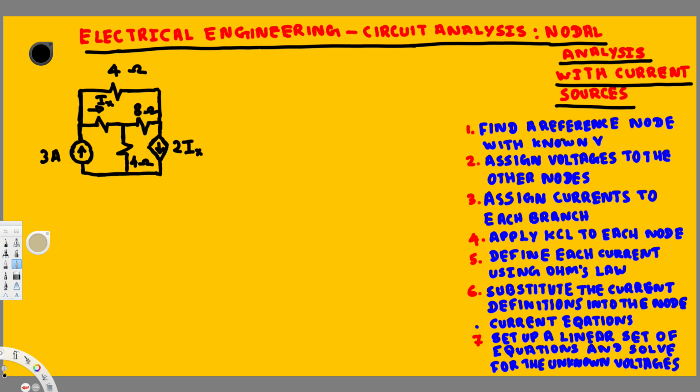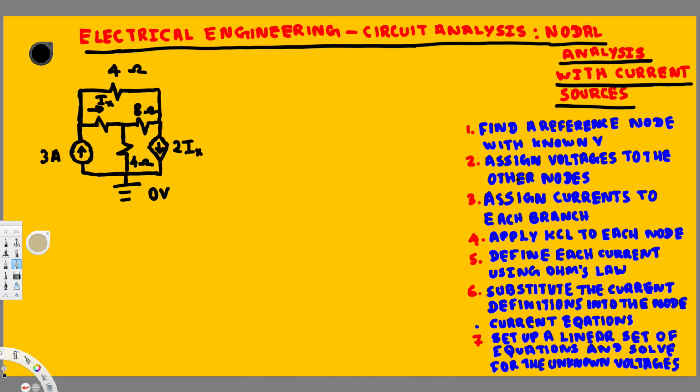First one is saying find the reference node with known voltage. So usually for this one, what we do is we connect this one to the ground, right? So if you connect this one to ground, bottom part to the ground, that's going to be 0 voltage. Now we have a known voltage, right?